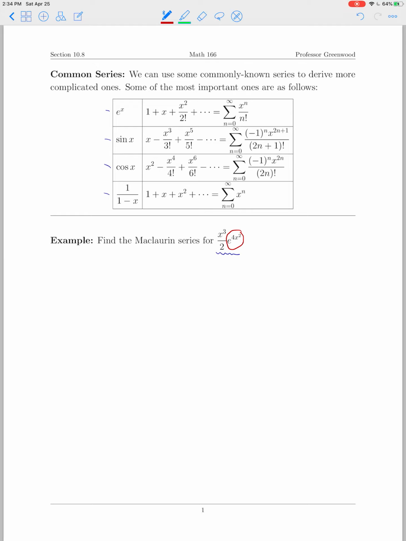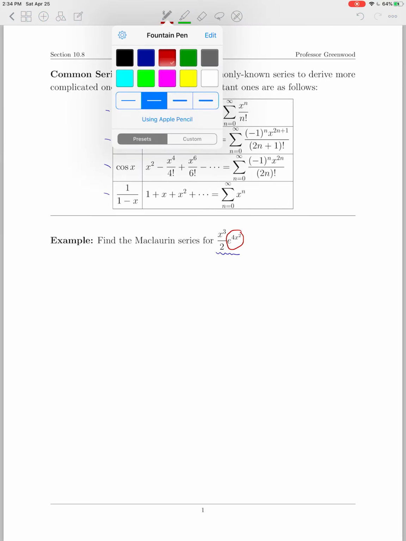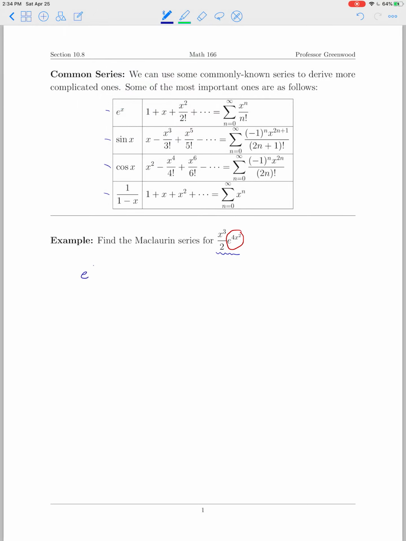And so I can start with my e to the x formula and then manipulate that to get the rest of it. And so what I'm saying here is if e to the x is equal to the sum of x to the n over n factorial from n equals 0 to infinity, then that implies that e to the 4x squared is the series when I just replace the x's everywhere with 4x squared. And so I'm just substituting this 4x squared in where the x's used to be. And so this will be a 4x squared to the n over n factorial.